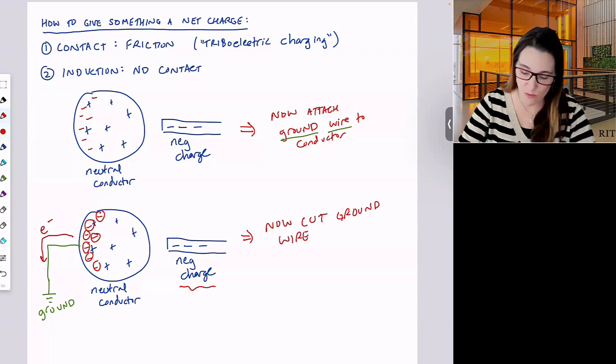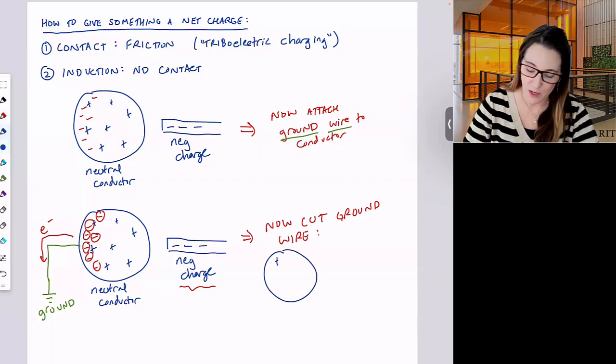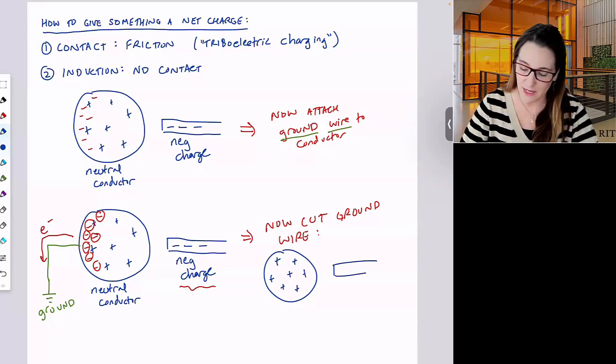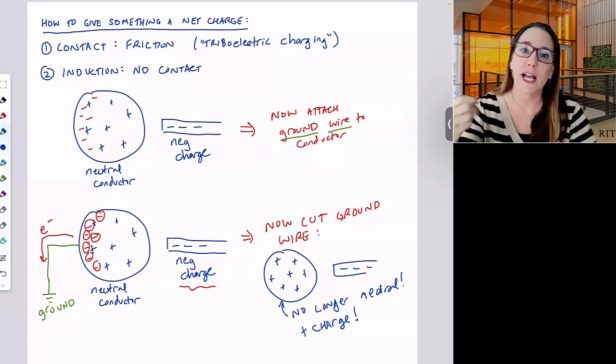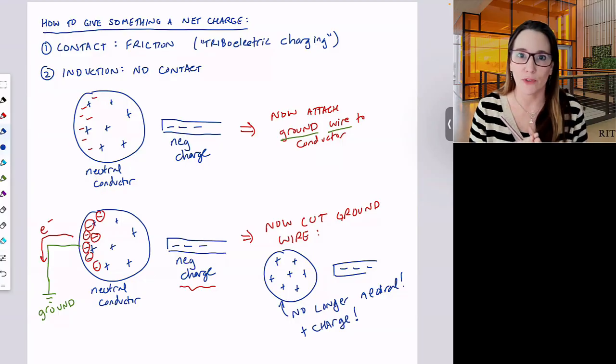If I cut the ground wire, then what I'm left with at the end is simply my positively charged object that's no longer neutral, and then my negative charge that I had brought near it. So this is a no longer neutral object, and it's positively charged. So I have given it a charge even though I didn't actually bring in contact my negative charge that had the electrons on it.